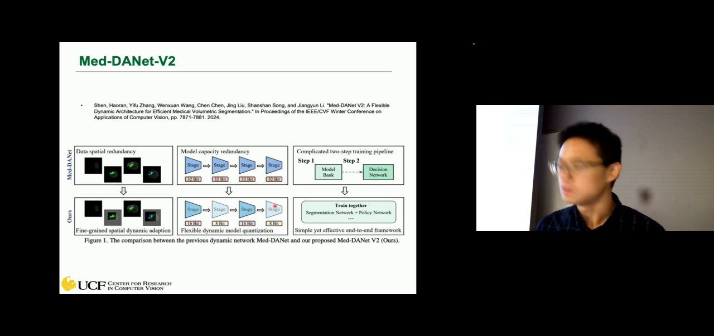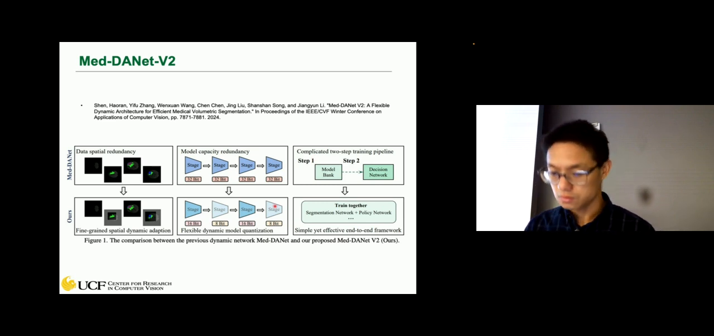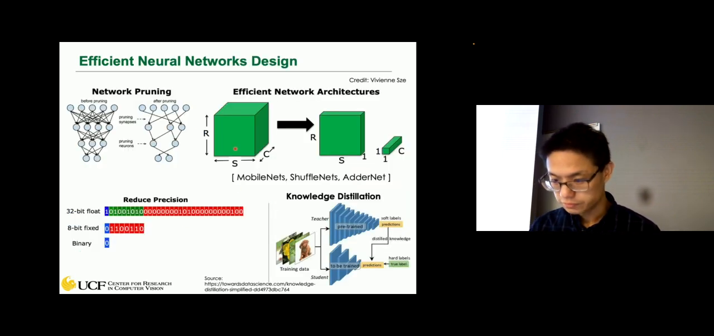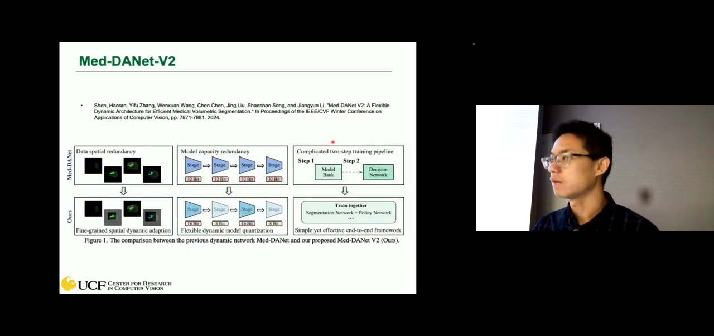We've also talked about dynamic networks, right? Because all these efficient neural network designs ultimately will result in a fixed network, right? So once you pruned or your network is designed, the network architecture is fixed. But since we have applications or scenarios where these resources will change over time, right? So how are we able to cope with the dynamic resources? So that's why we want to develop some dynamic networks, right?